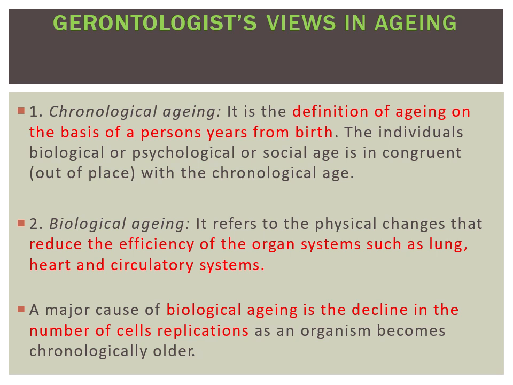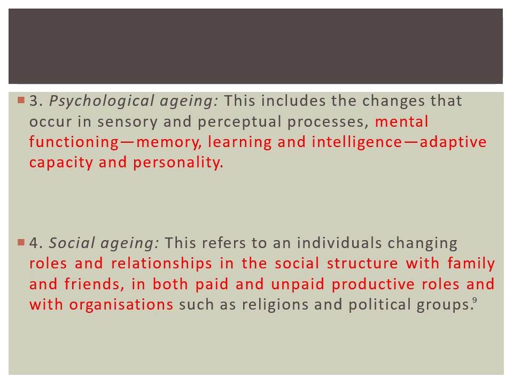The general term for chronological aging is the number of years a person has lived. The next is biological aging. Biological aging refers to the physical changes that reduce the efficiency of organ systems such as the lungs, heart, as well as the circulatory system and all the other systems of the body. A major cause of biological aging is the decline in the number of cell replications as an organism becomes chronologically older.